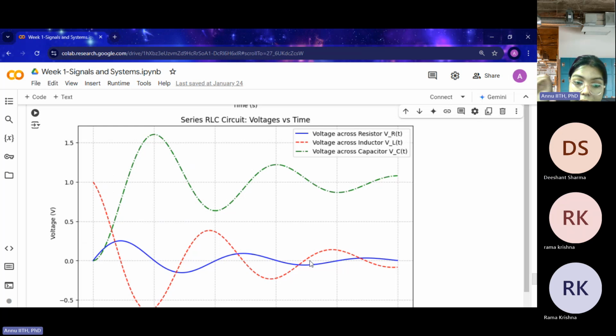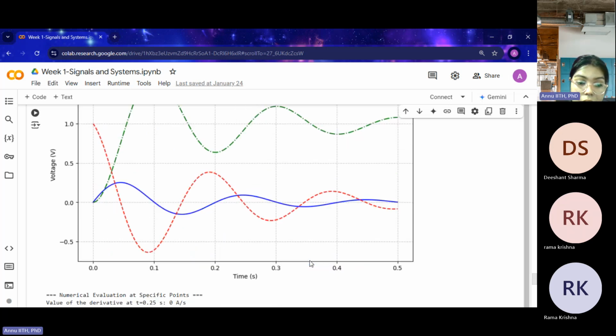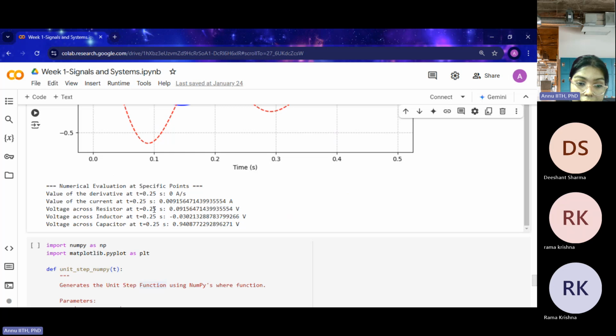It's just voltage equals to current into R. V equals to I into R. Sorry, I equals to V by R. So this is V divided by R. Okay. And numerical evaluation also is somewhat saying at t is what, with what time it's showing.